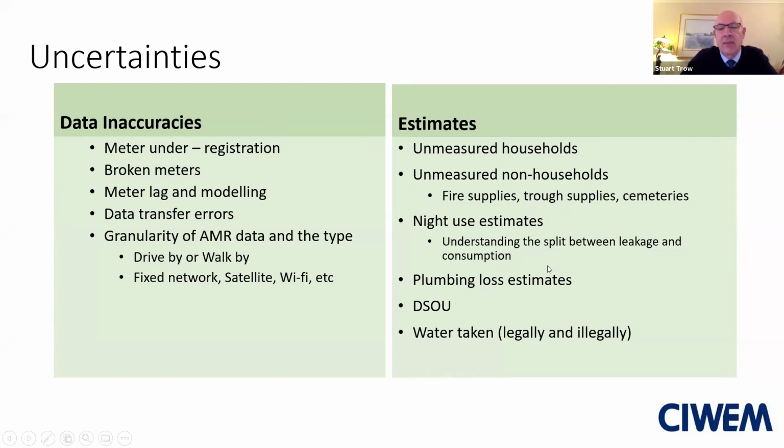and consumption. And Rosie Squires from Invenio is going to talk a bit more about the plumbing loss estimates, but also things like distribution system operational use, DSO use, and water taken legally and illegally. That's all based on estimates. So requirement for further metering in the system, more accurate metering, more accurate estimates to get better understanding of leakage and how significant that is in terms of the amount of water that leaves the treatment works. That's me, Michael. Thanks a lot, Stuart.